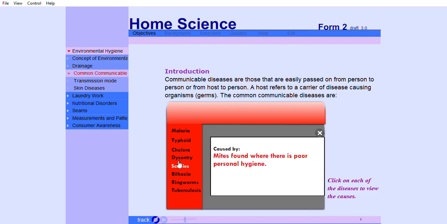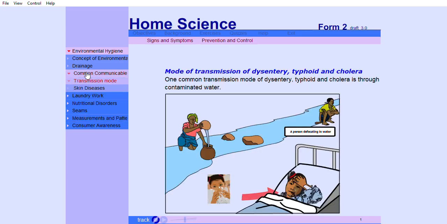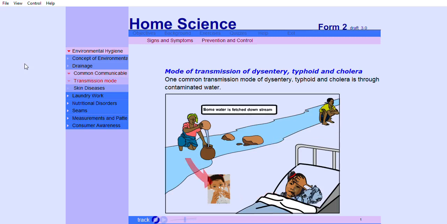Scabies is caused by mites found in places where there is poor personal hygiene. Bilharzia is caused by parasitic snails found in fresh water. Ringworms are caused by fungi, which affects the skin. Tuberculosis is caused by bacteria, which affects different parts of the body, such as the lungs. One common transmission mode of dysentery, typhoid, and cholera is through contaminated water.